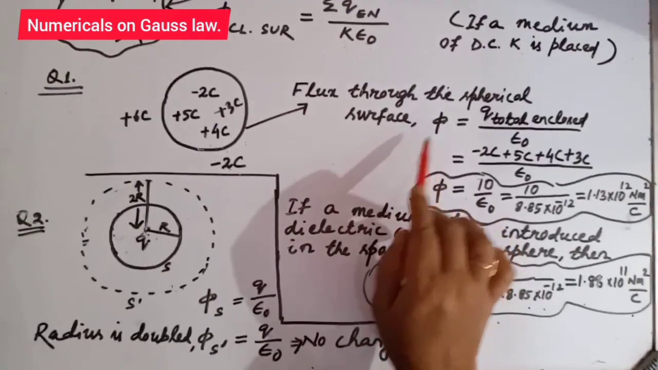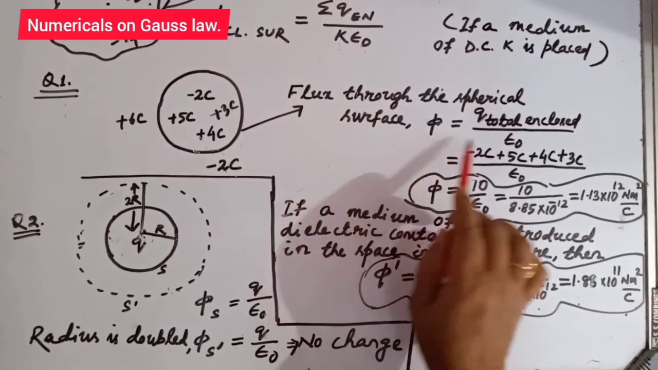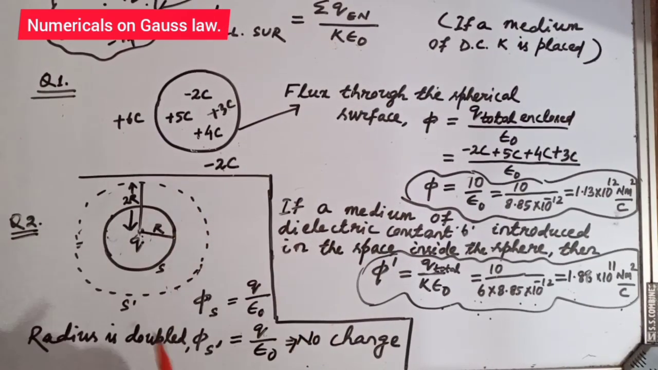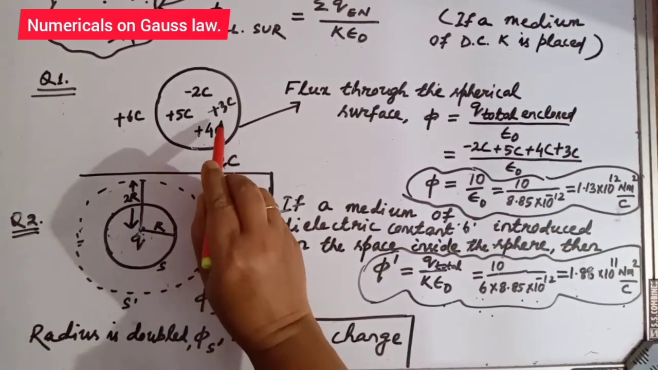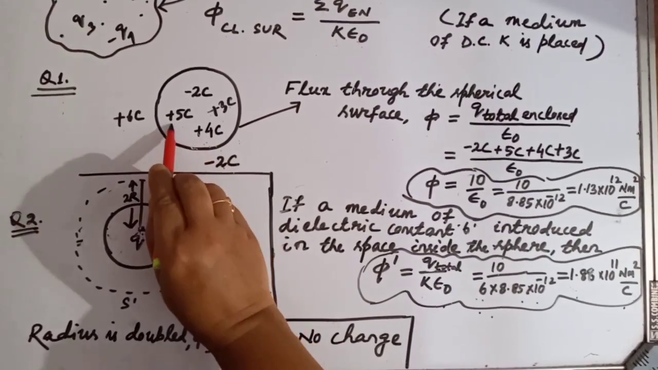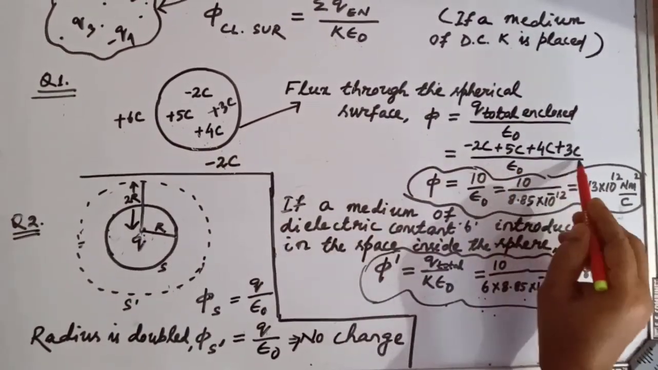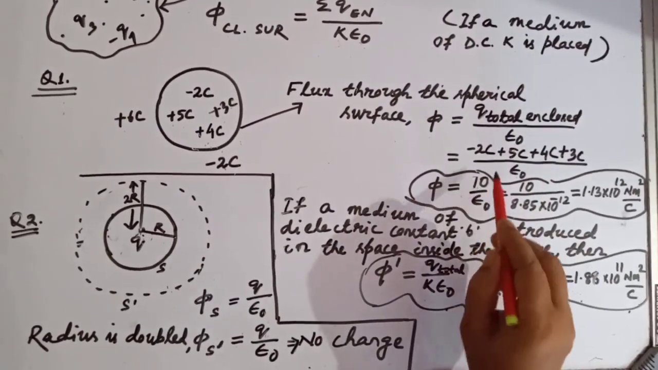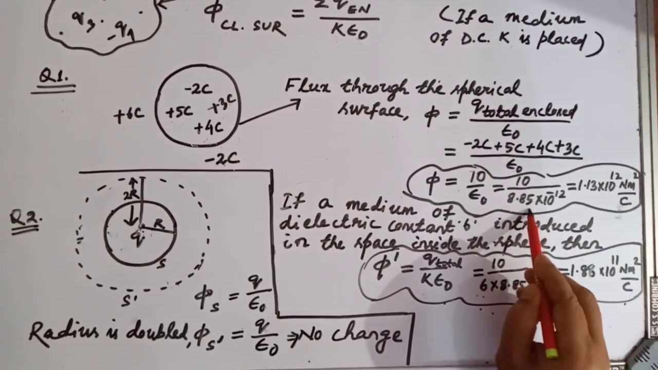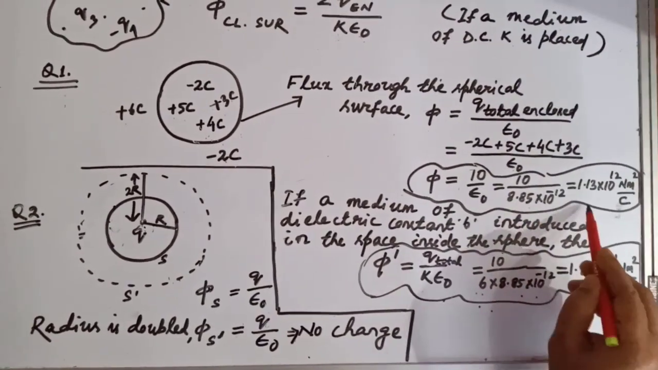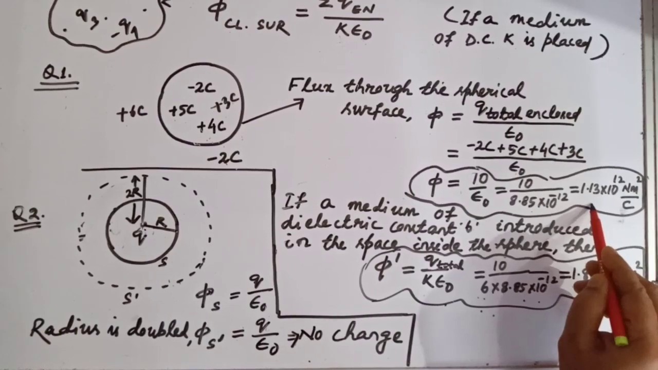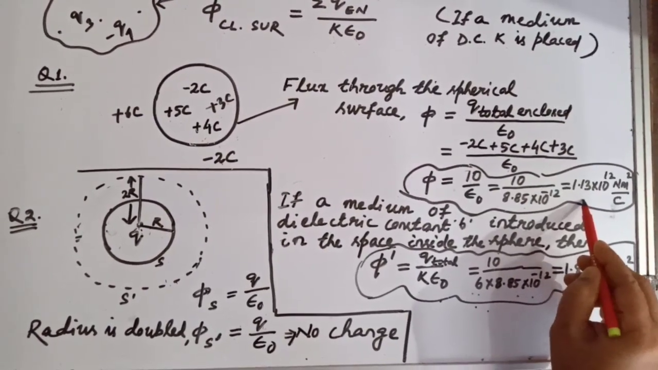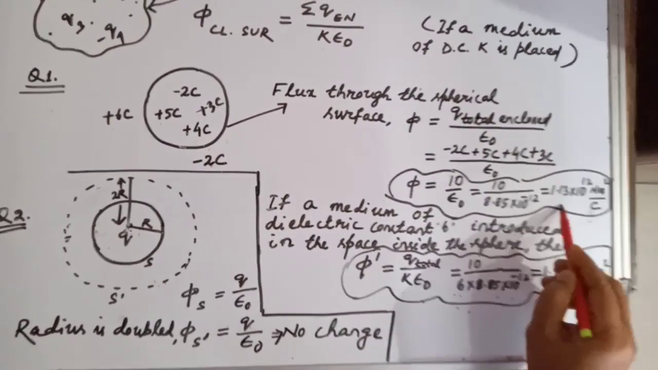Now flux through the spherical surface phi is equal to total charge enclosed by epsilon naught. The total charge enclosed is equal to minus 2 coulomb plus 3 coulomb plus 4 coulomb plus 5 coulomb, these charges are added, divided by epsilon naught. Now this is 10, and putting the value of epsilon naught, the flux passing through the surface is equal to 1.13 into 10 to the power 12 Newton meter square by coulomb.